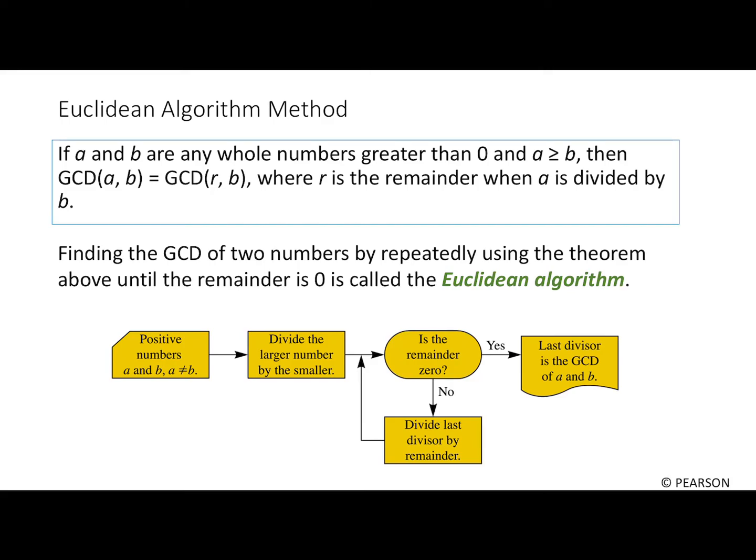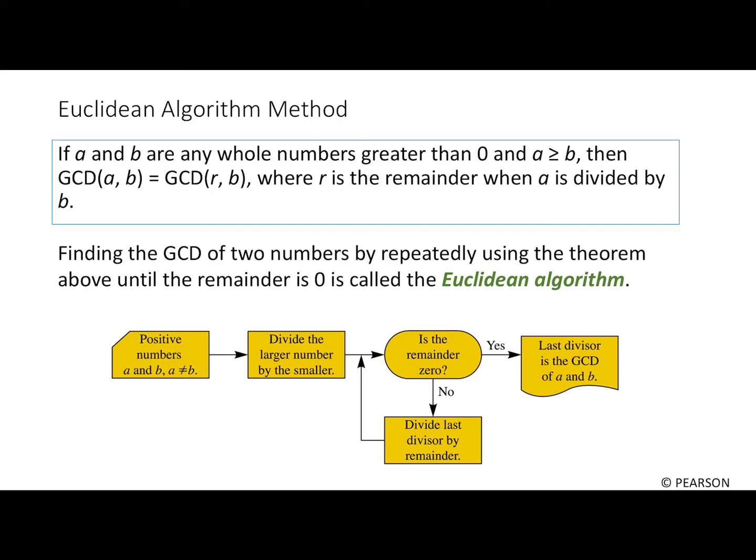When we have large numbers where maybe it's not quite as easy to use the intersection of sets method or the prime factorization method, we can use the Euclidean algorithm method to find the GCD of the two numbers. So the idea here is that if I have two whole numbers a and b where they're both positive and a is bigger than b, then the GCD of a and b is equal to the GCD of r and b, where r is the remainder when I divide a by b.